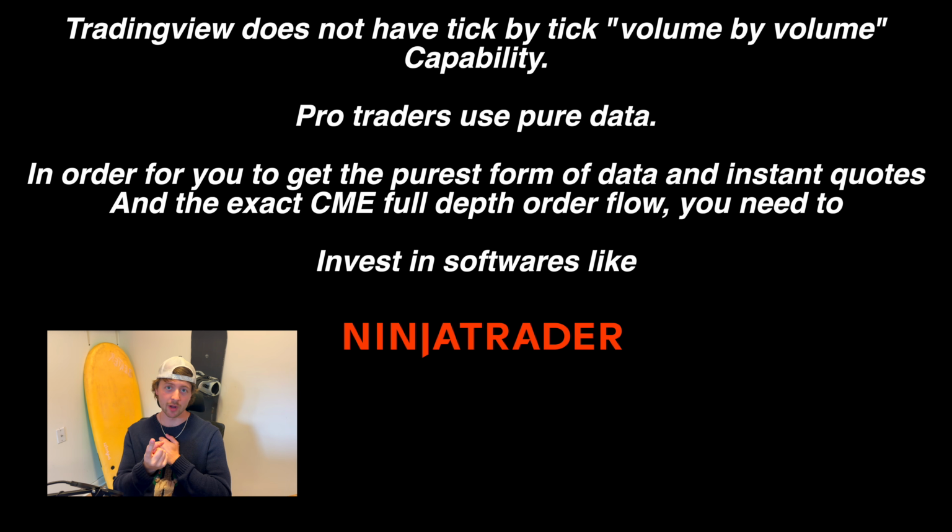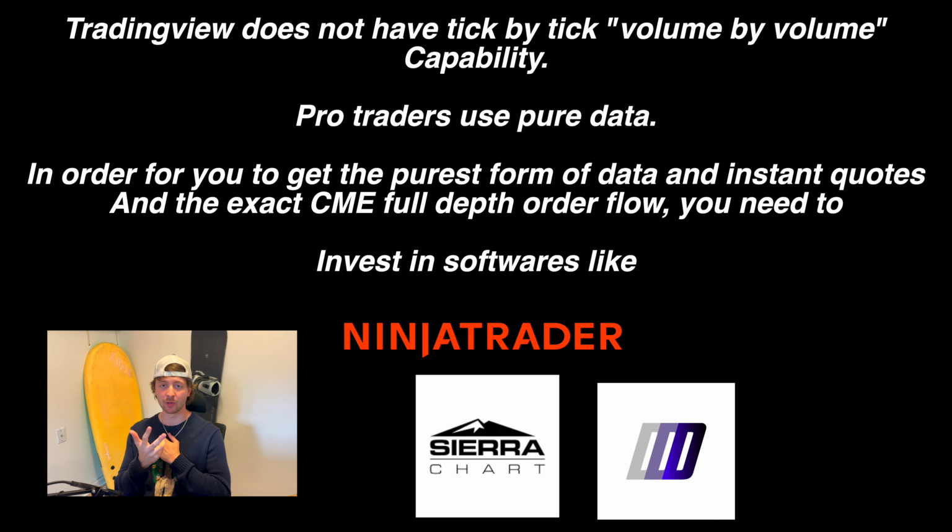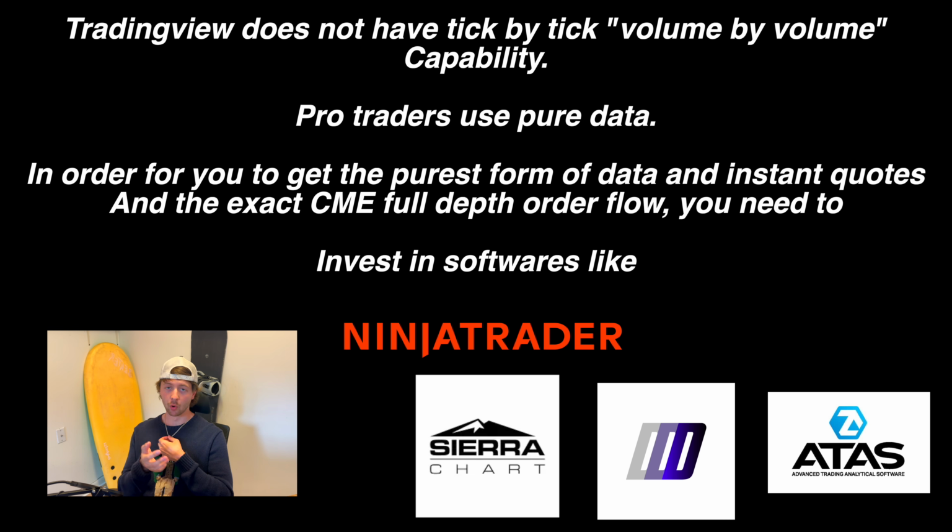Either get NinjaTrader for $100 a month or buy it outright for $1,000. Get Sierra Chart for I think $100 or $150 a month. Try out Deep Charts. It just came out. Really, really good platform. Try out ATAS or even Bookmap.